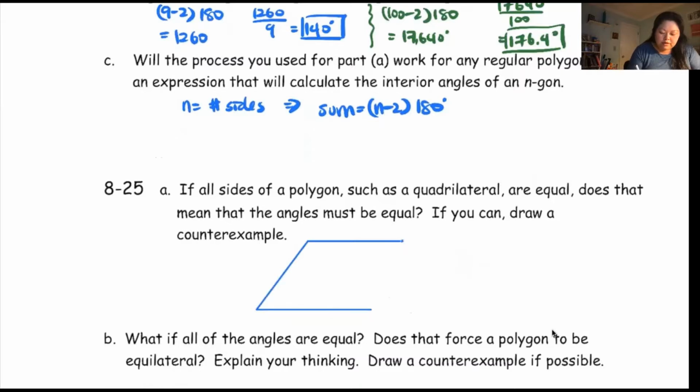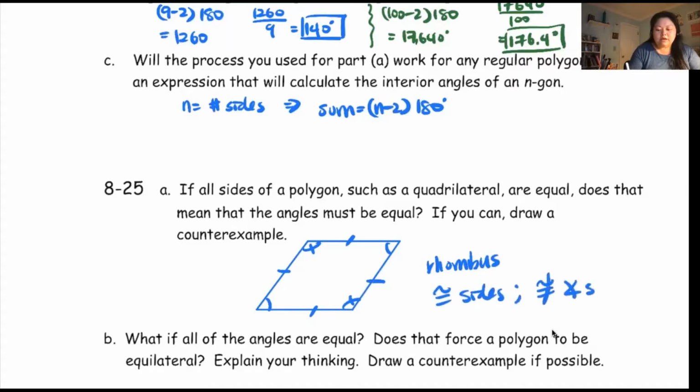And show myself. This is not very well drawn, but I try my best, okay? All right, so I'm going to show the fact that, hey, this has all equal sides, but then the angles are not the same. So this is my counterexample, a rhombus. So congruent sides, not congruent angles. So one doesn't mean the other, right?